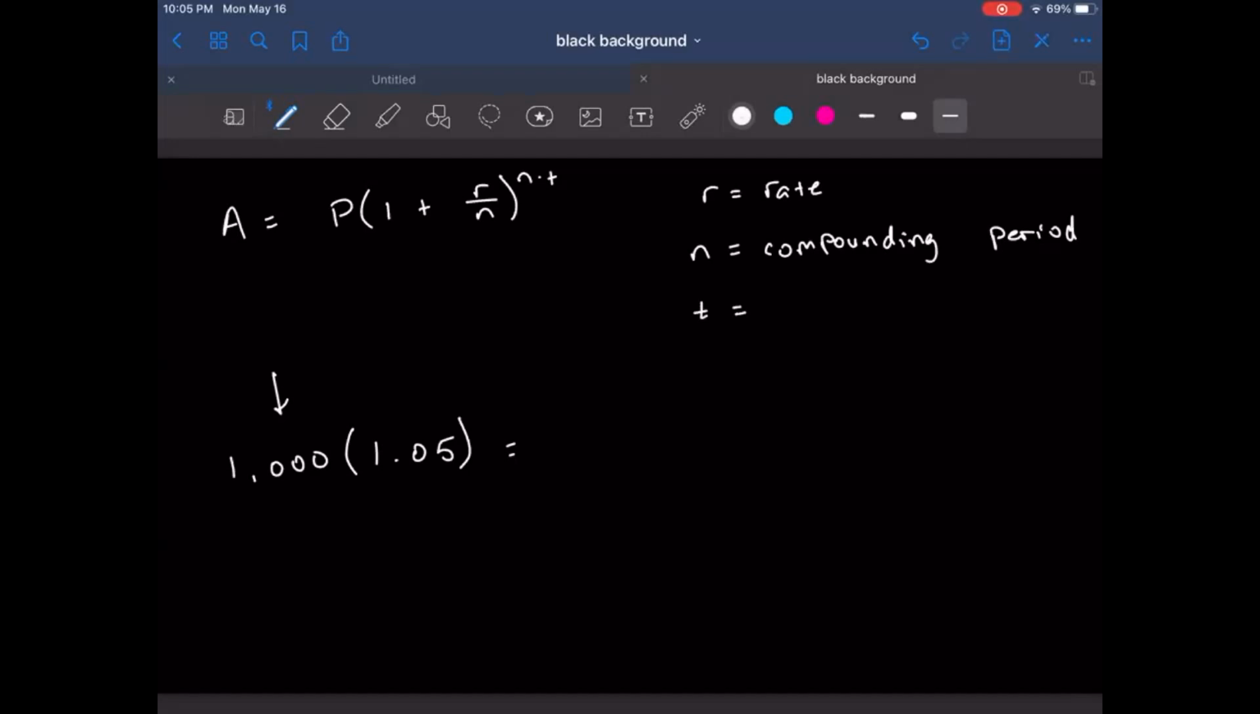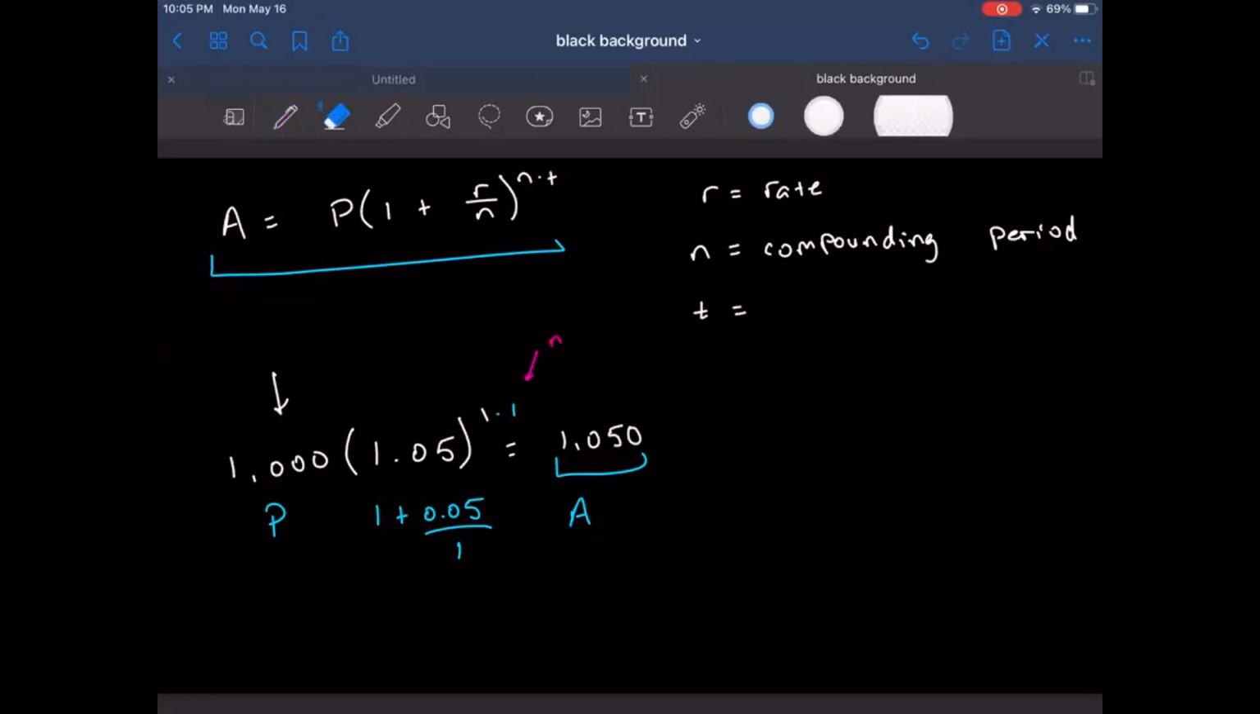Exactly, 5% per year. If 1 year has gone by, everything we just said is true. This is your final amount, A, and pay attention to that equation because it's the same. P is your principal, your initial amount. We have 1 plus R over N, but it's just 1 plus 0.05. It's compounded once, so N is just 1. That's the same equation right there. This is the simplest one because you get 5% per year.